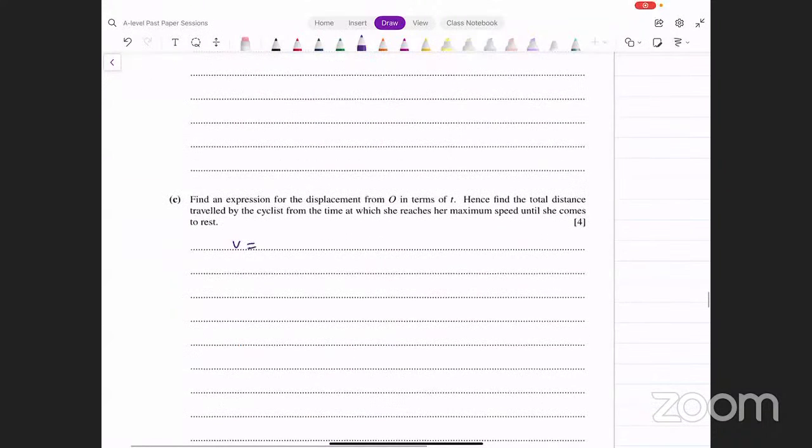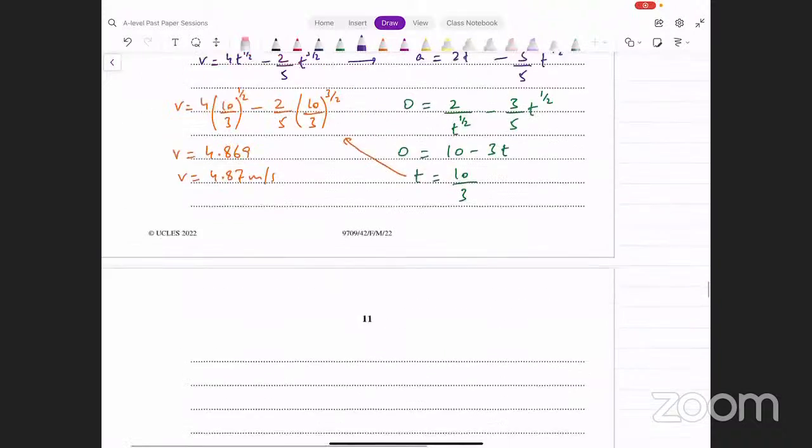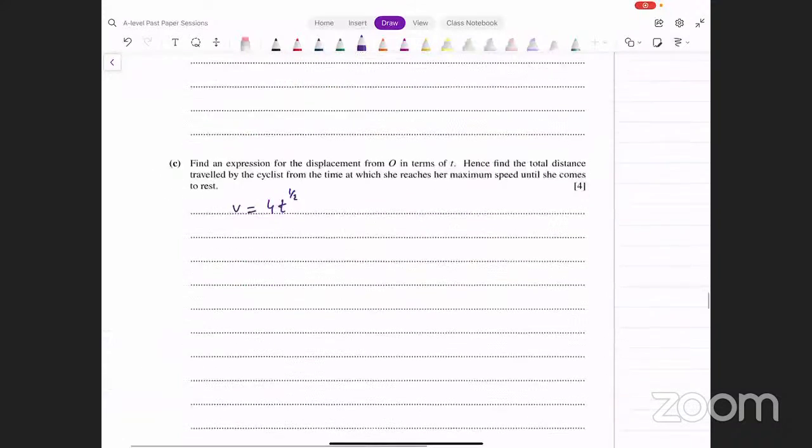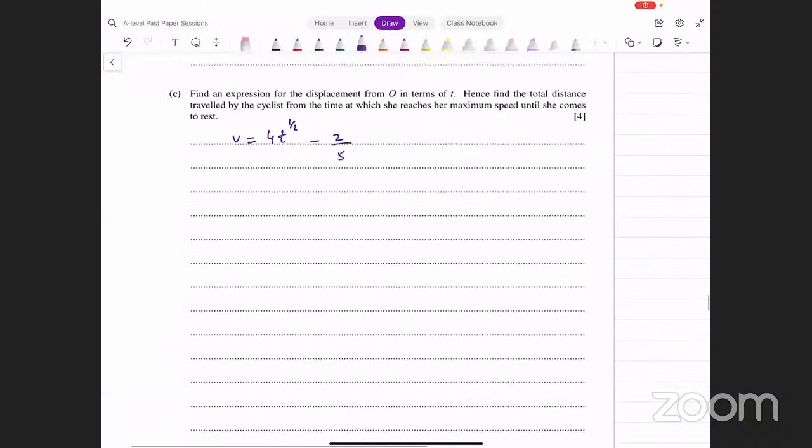v equals 4t raised to power 1/2 minus 2/5 into t raised to power 3/2. ठीक है, ये आपके पास वेलोसिटी फंक्शन. तो आपको क्या करना है? आपको इसको इंटीग्रेट करना पड़ेगा to find the displacement. Let's integrate this. S क्या आ गया?